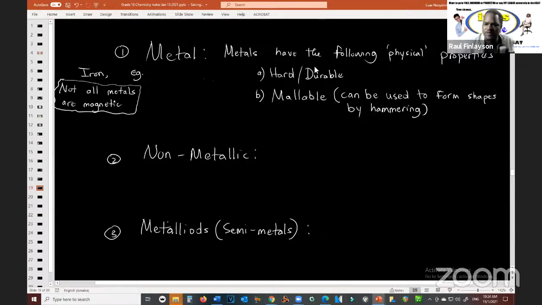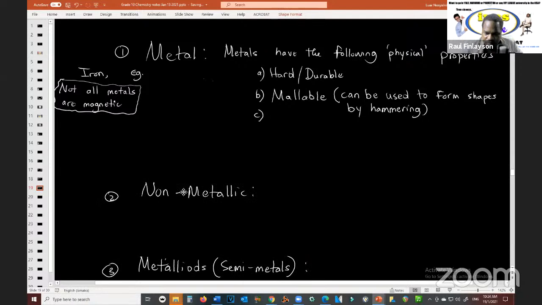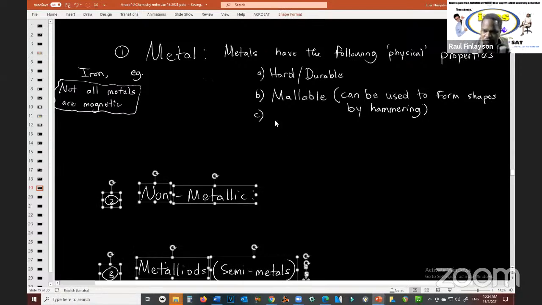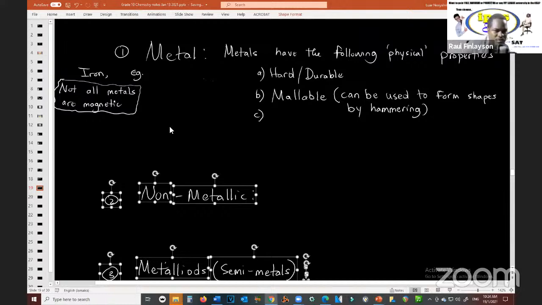So it can be used to form shapes by hammering it. You can hammer them into shape. Now, the word malleable comes from the word mallet. Anybody ever hear about a mallet? Yes, sir. Alright, what do you use a mallet to do?